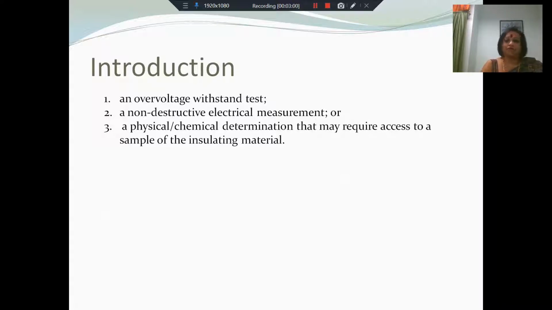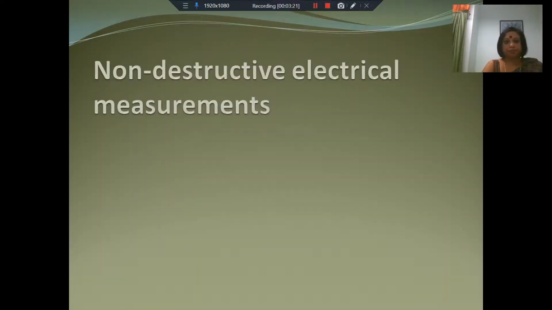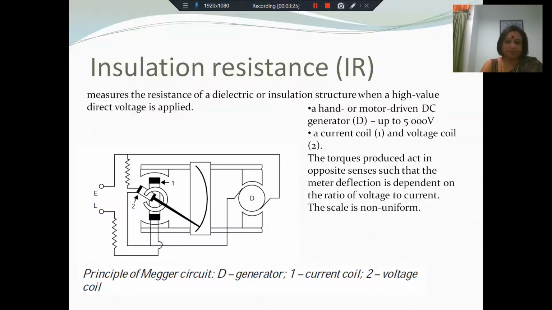Apart from physical and chemical techniques for PD detection, there are also certain other methods which are physical or chemical in nature and which are used to assess the condition of the insulation other than PD diagnosis. So these are the number 2 and number 3. These are the two things that we'll discuss in this lecture. So let us here look at non-destructive electrical measurements.